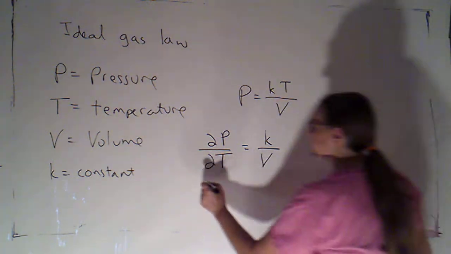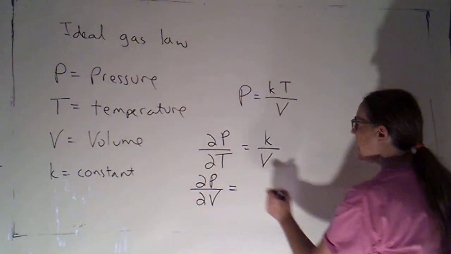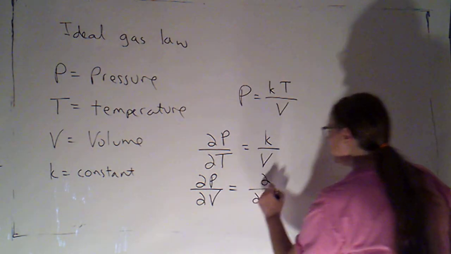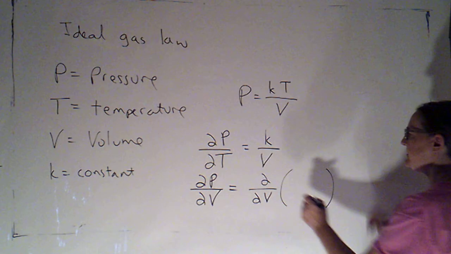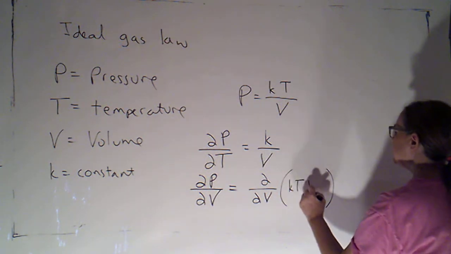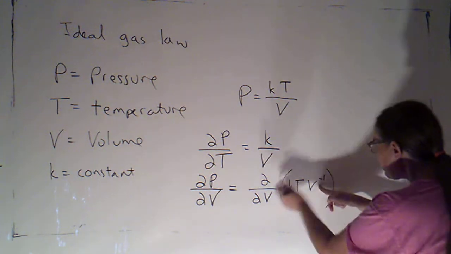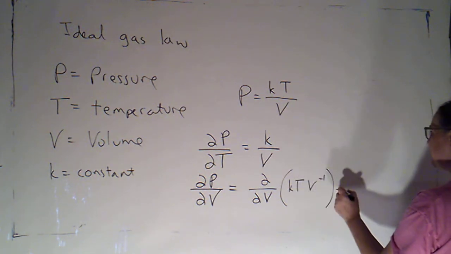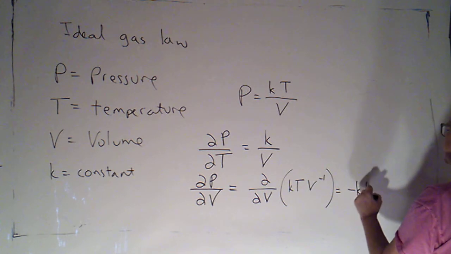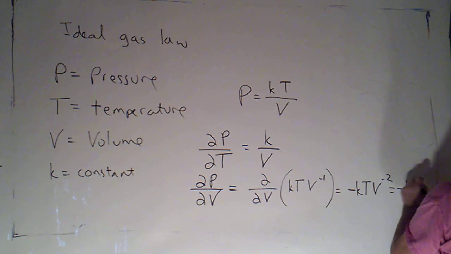On the other hand, if I took the partial derivative of pressure with respect to volume, I'm going to make a note that that's the partial with respect to V of, and I'm going to rewrite this as KT times V to the negative 1. So rewrite it as a negative exponent. K and T are constants, so I'm just going to get negative KT V to the negative 2, or negative KT over V squared.